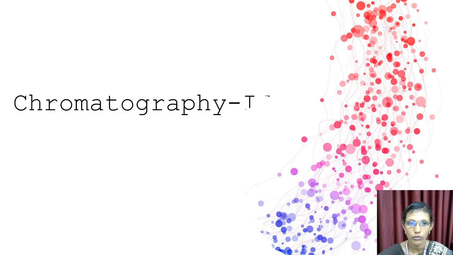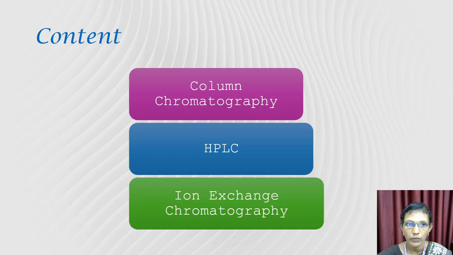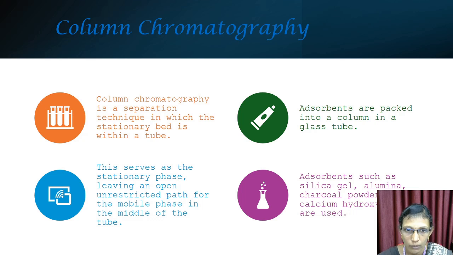We are going to learn about chromatography techniques. We already saw some of the types in the previous videos. So here we are going to learn about some of the types. In this video we are going to learn about column chromatography, HPLC, and ion exchange chromatography. Basically, chromatography is the separation of a mixture of compounds based on separation techniques.